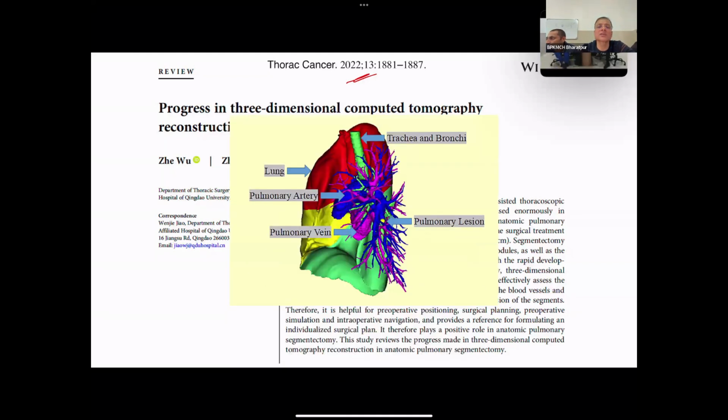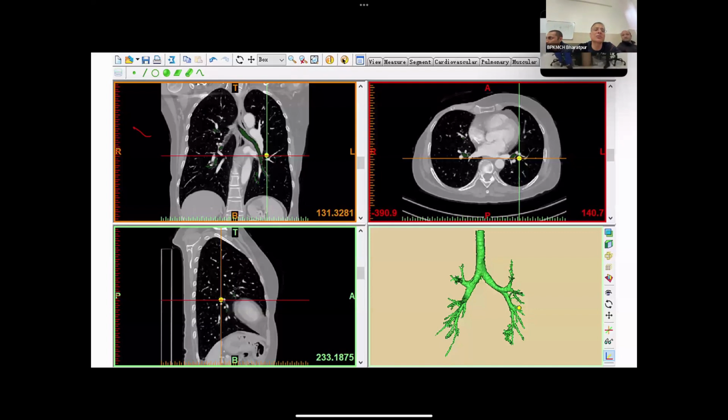So this is one of the pictures showing how the software Mimics establishes the 3D reconstruction. Very good, we can import the DICOM file from the CT into the computer, open it in the Mimics software, and derive all the bronchial anatomy. Not only the bronchial, we can also see the arterial and venous system. So this is a typical example.